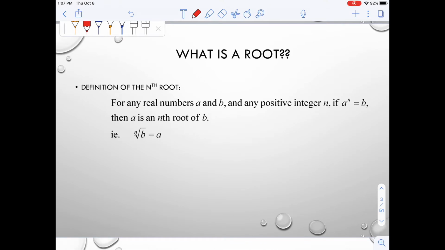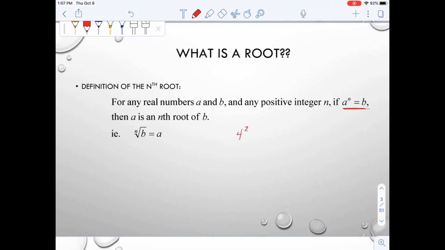So what is a root? All right, so for a root, we're talking about any real numbers a and b and a positive integer n. So if I have a to the n equals b, then a is an nth root of b. Okay? So I can also write the nth root of b is a. All right, so an example here, if I had 4 squared. Since I know 4 squared equals 16, I then also know that it implies that the square root of 16 equals 4.